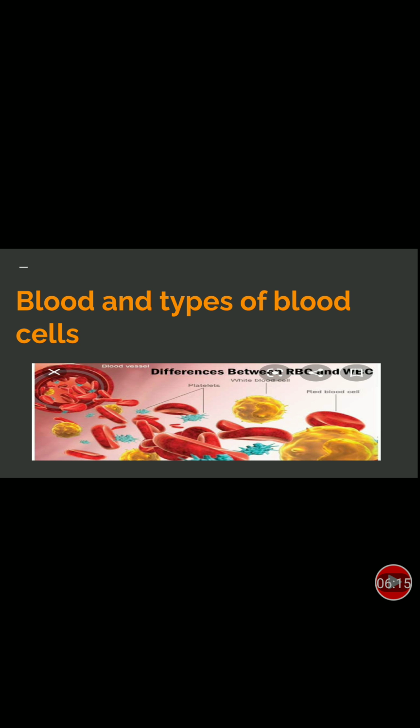So you have now studied 3 types of cells in the blood which flow in the plasma. First one is RBC, that is red blood cells. Second is WBC, that is white blood cells. The third is platelets. Now, blood vessels.